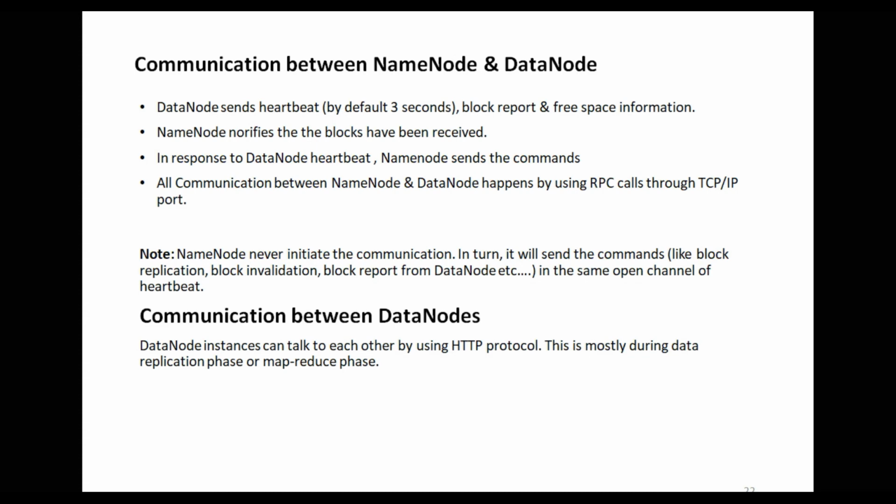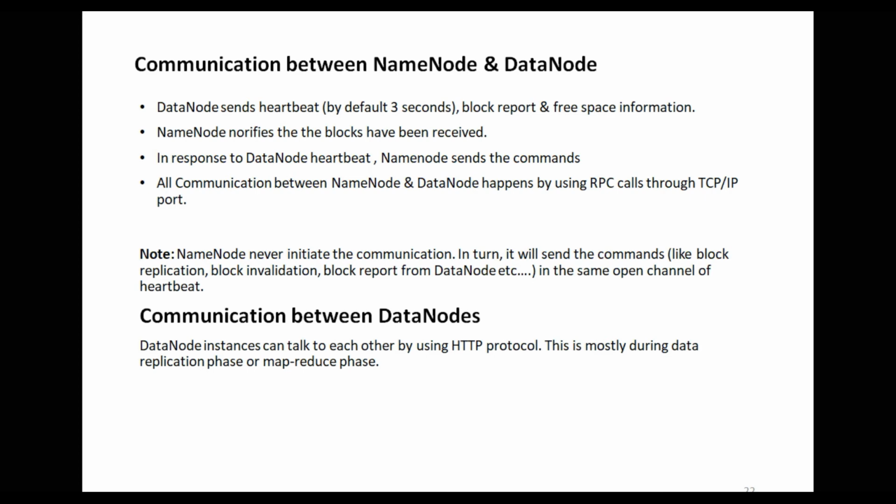Data node sends heartbeats, by default every 3 seconds. So how do name node and data nodes generally communicate? They communicate using a simple heartbeat mechanism. It means all the data nodes will send a heartbeat signal to the name node by default every 3 seconds. It means the data node is saying, I am still alive and I am available.